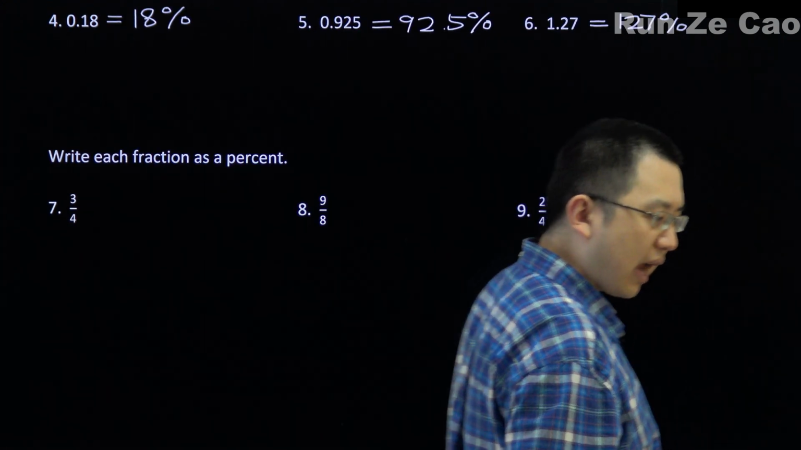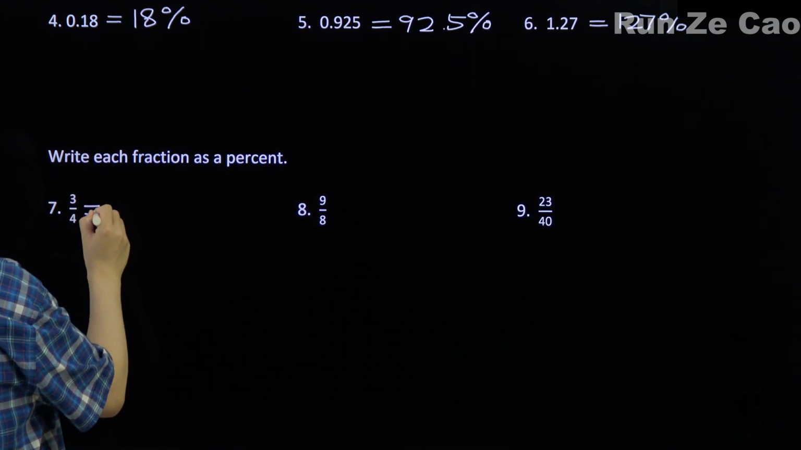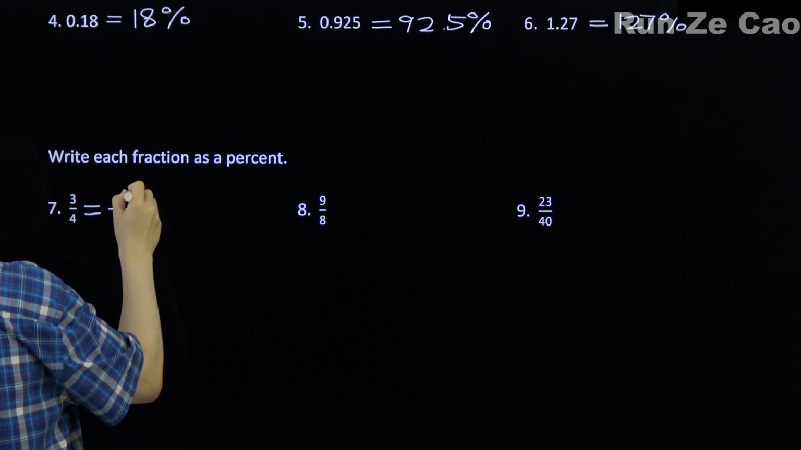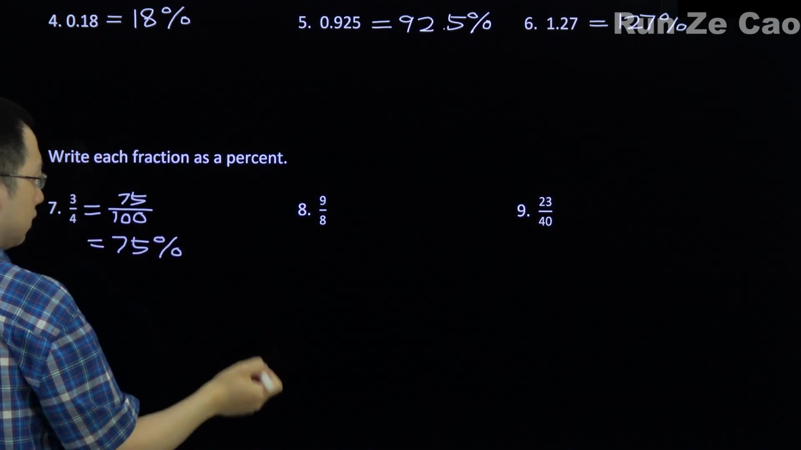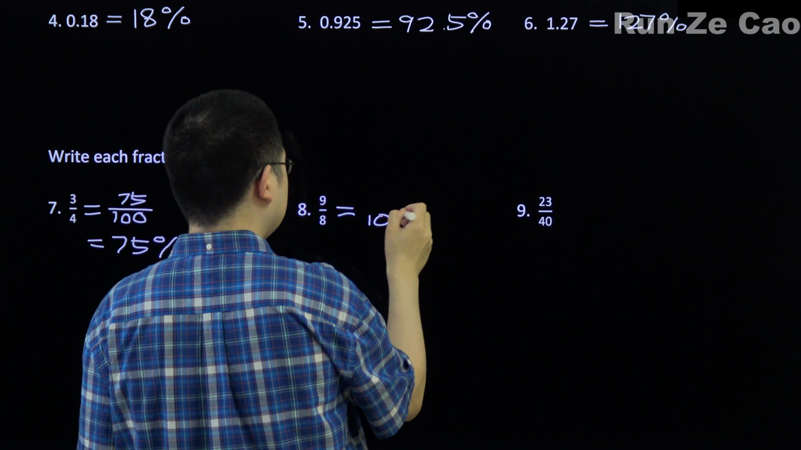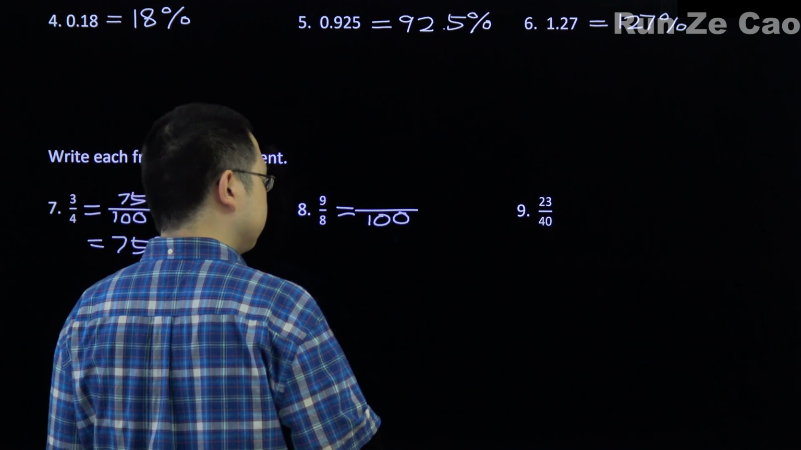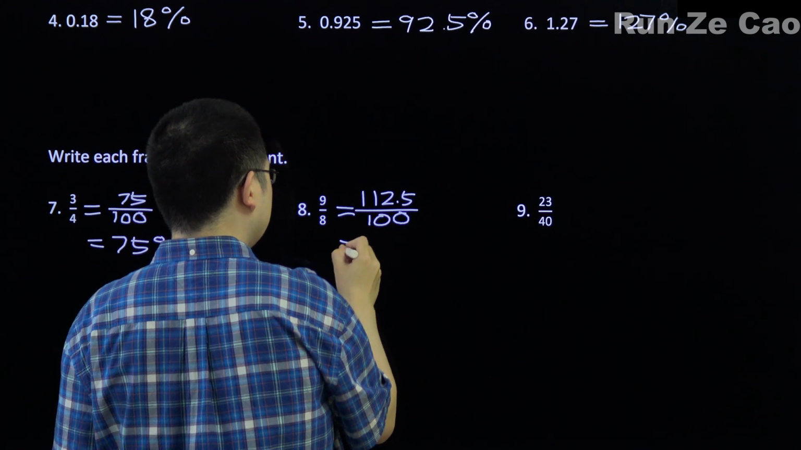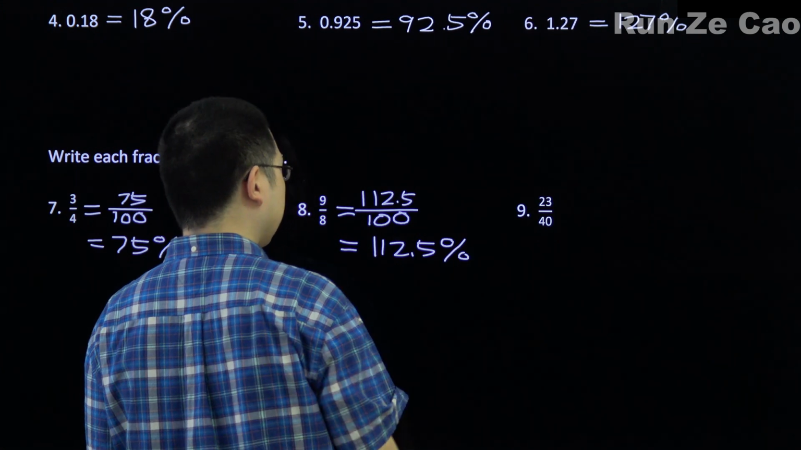Let's say we want to write these fractions as percents. 3 over 4. Well, 3 over 4 is equal to how many over 100? It's equal to 75 over 100. So it's 75%. 9 over 8 is equal to, 8 has to be multiplied by 12.5 to give us 100. 9 times that is going to be 112.5. So it's 112.5%. Yes, you can have decimals in fractions.